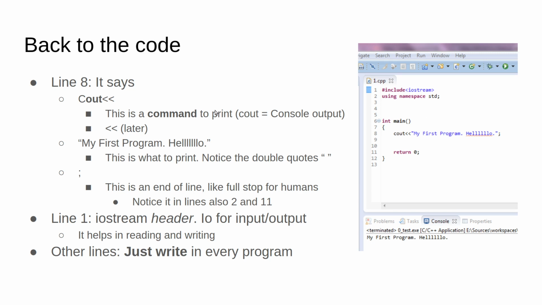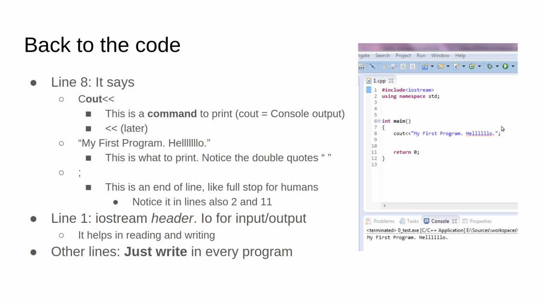In line 8, we see something called cout. C is for console, out is for output. This is a command to print. Notice here the statement, "my first program, hello". It's very important to notice the double quotes: there is a double quote at the beginning and a double quote at the end. Any string statement, any message, needs these 2 double quotes.